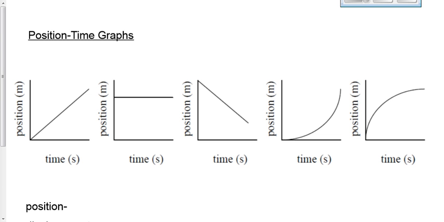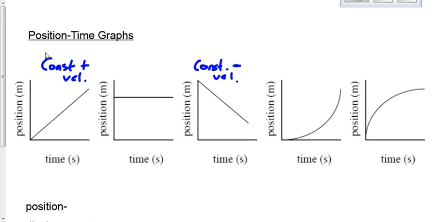Yeah, it's constant velocity, right? All 3 of these are constant velocity. Specifically, this would be a constant positive velocity because it's sloping upward. This one would be a constant negative velocity because it's sloping downward. What about this one? This would be a constant velocity of 0.